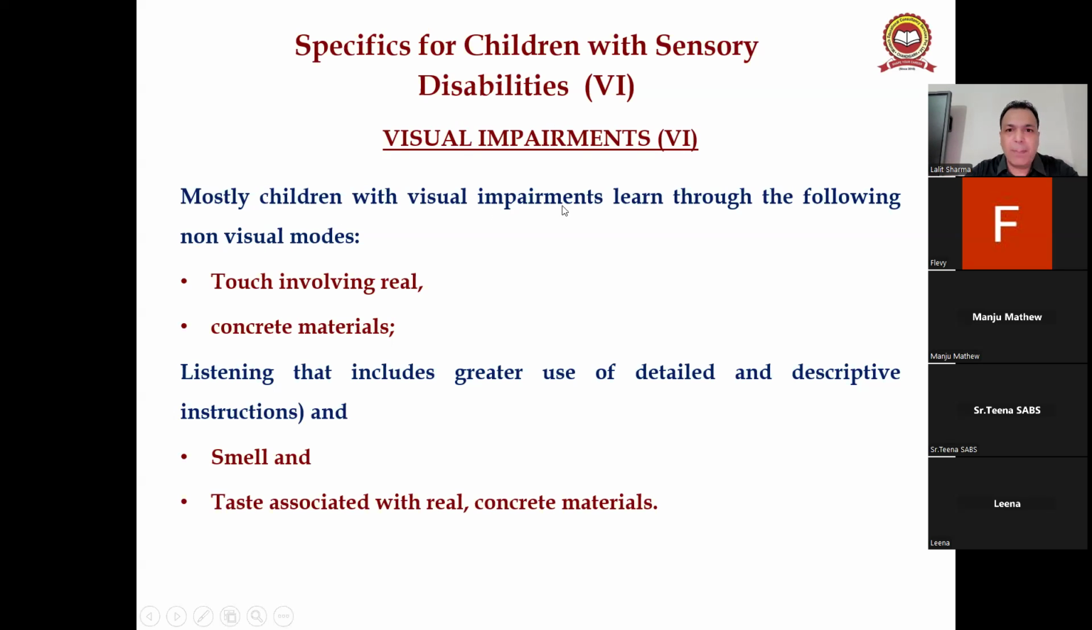Mostly children with visual impairment learn through the following non-visual modes. Naturally, they cannot see. If they cannot see, how will they learn? From the non-visual modes, they will learn through touch involving real, concrete material, listening that includes greater use of detailed and descriptive instruction, smell, and taste, because they are visually impaired.